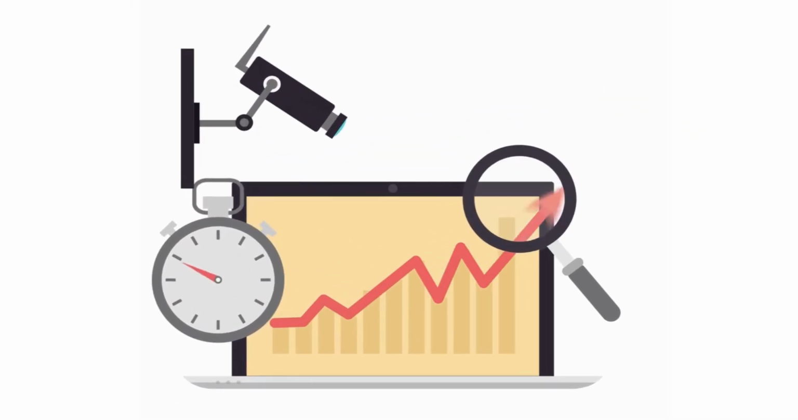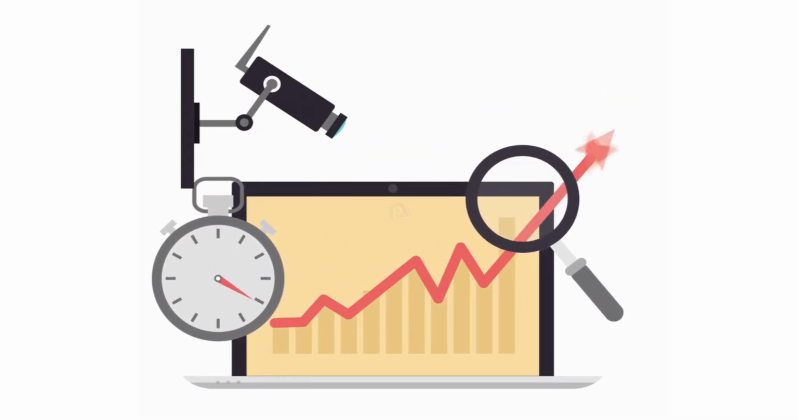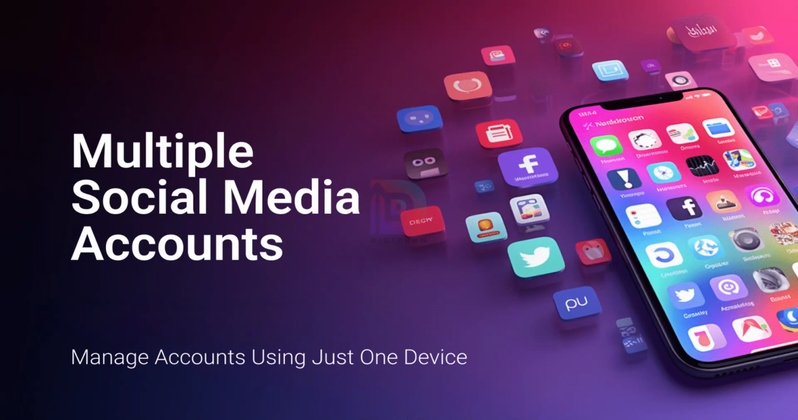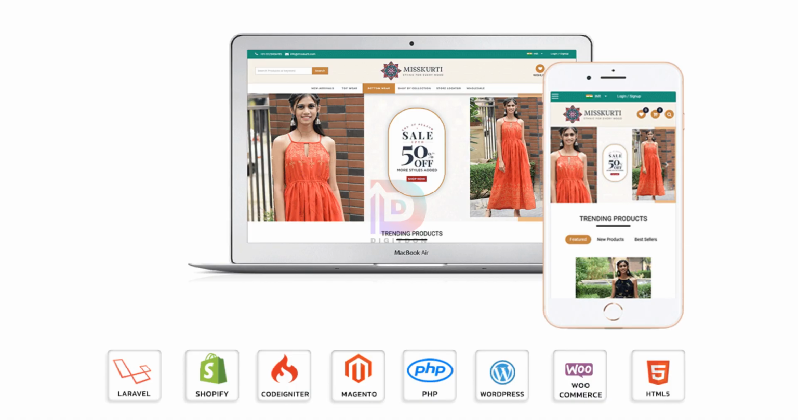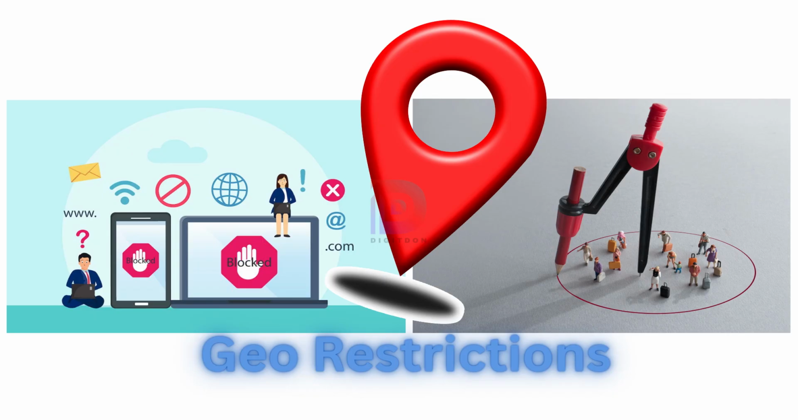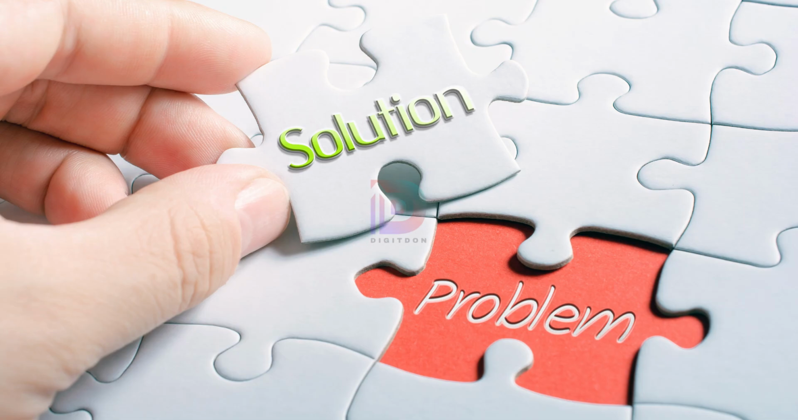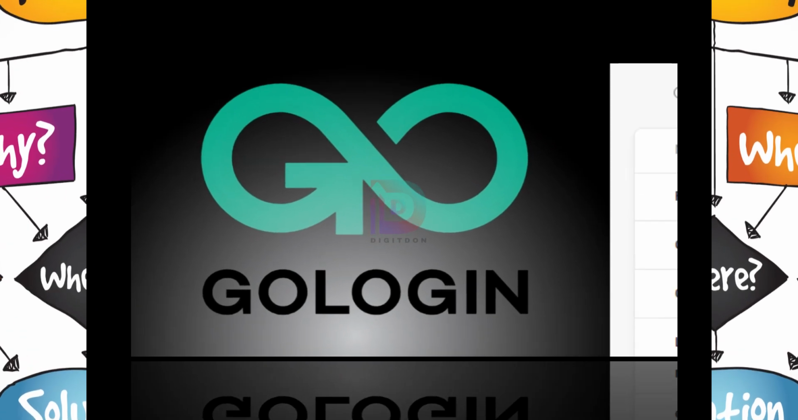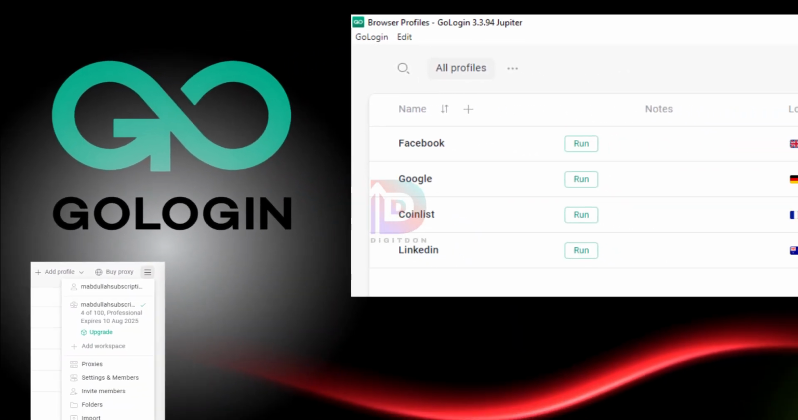Have you ever felt like the internet is monitoring your every move? Are you constantly getting blocked or flagged just for managing multiple social media accounts or e-commerce stores? Do geo-restrictions prevent you from accessing important platforms or tools? What if I told you there's a way to counter all these issues? 100 problems but one solution. And that is GoLogin Anti-Detect Browser.